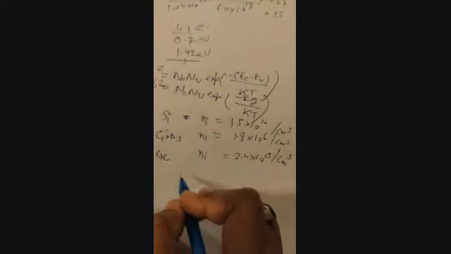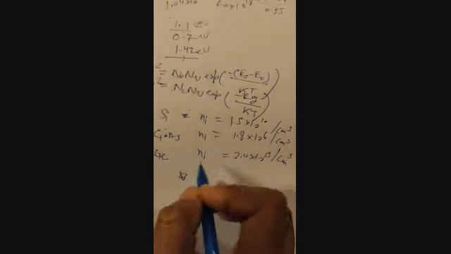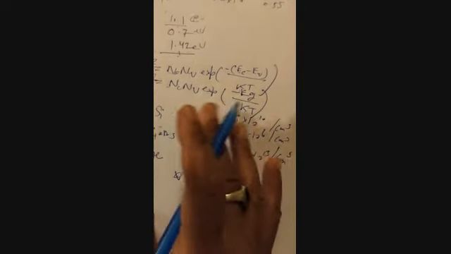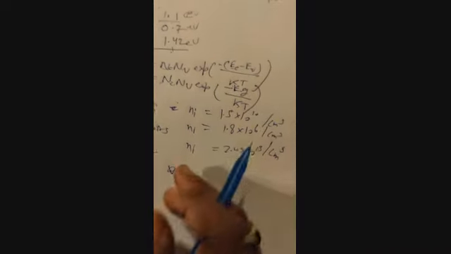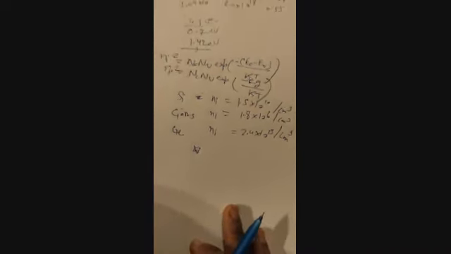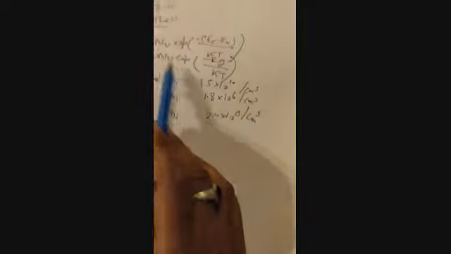Now in this lecture I have discussed the distribution of electrons and holes in the valence band and conduction band with respect to their probability function, f of E. And now I have shown you the value of intrinsic carrier concentration.